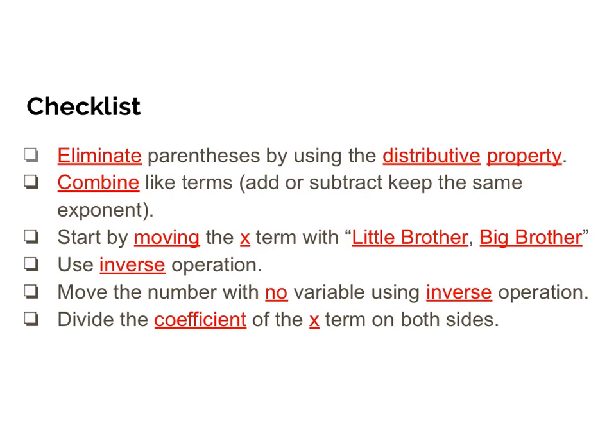So let's come up with a checklist for how we will solve equations with variables on both sides. The first thing that we're going to do is we're going to eliminate parentheses by using the distributive property.